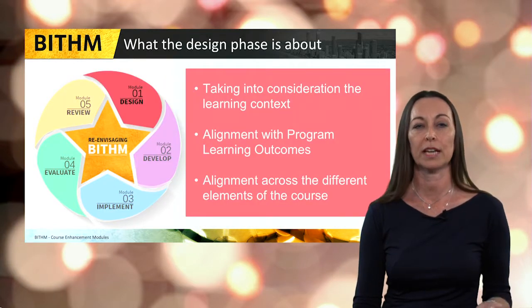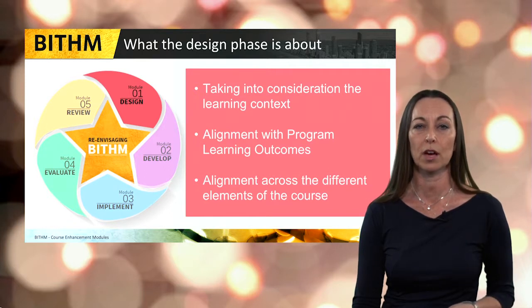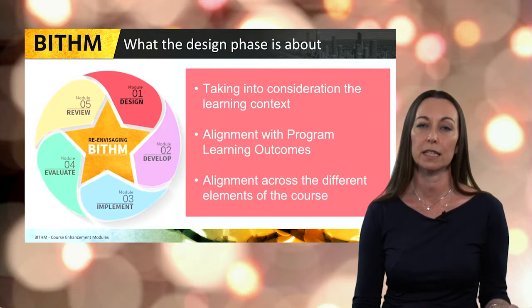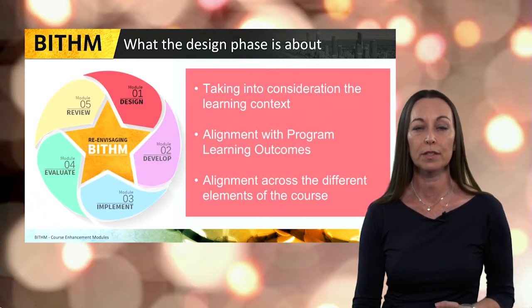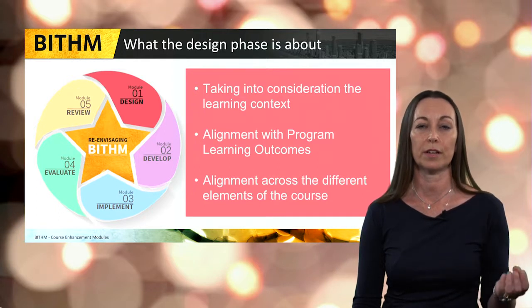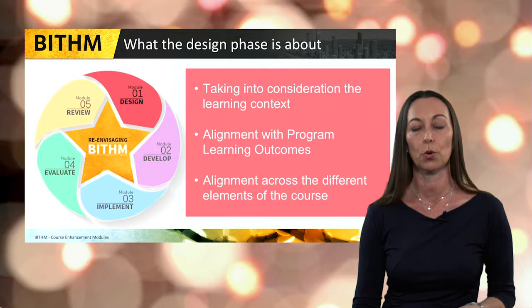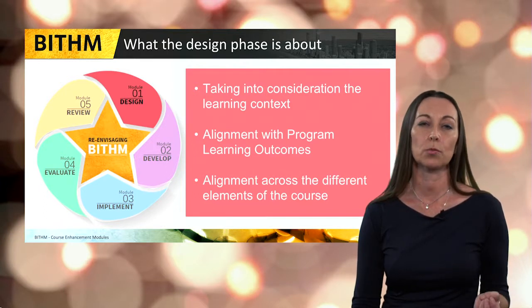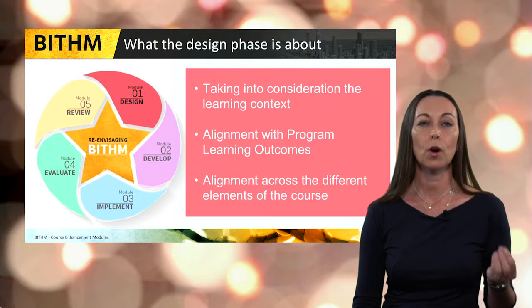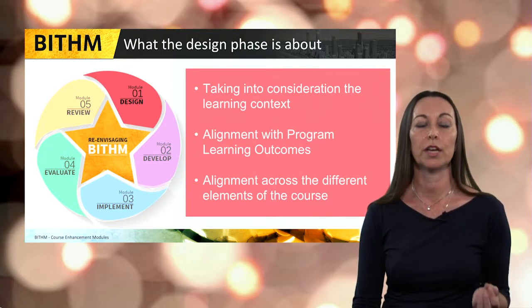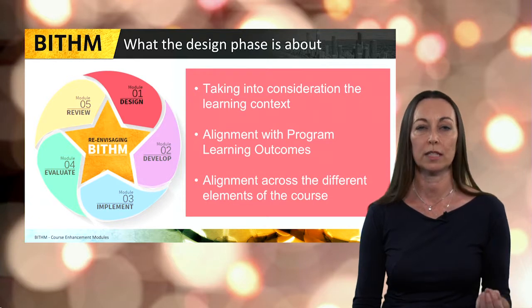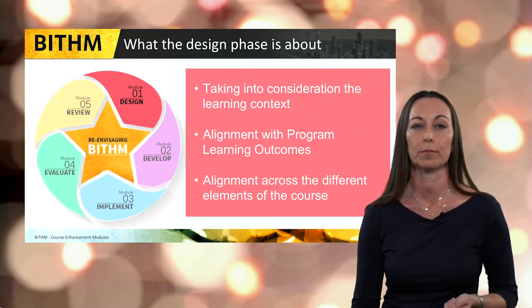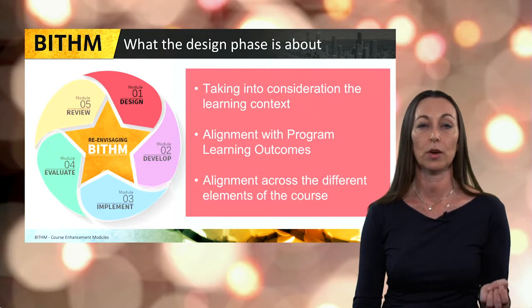So if we go back to looking at the design part of this course enhancement cycle, we're really looking at taking into consideration the learning context, looking at how the course aligns with program learning outcomes, and then looking at how it aligns with various other elements within the actual course. And so what we're going to really focus on is what are the core course learning outcomes, how does the assessment align to these learning outcomes, and then how do the learning experiences or learning activities align with the assessment and the course learning outcomes. And this is what we're going to now look at in greater detail.